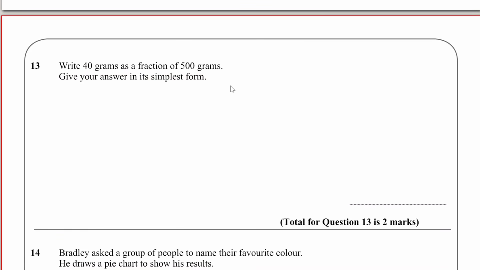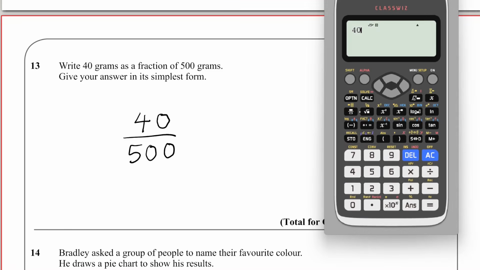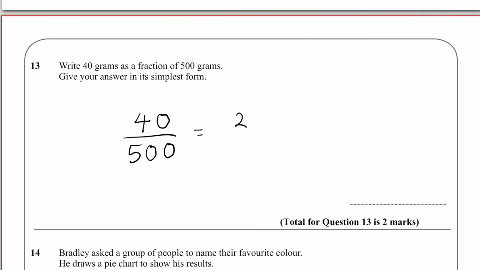Question 13. Write 40 grams as a fraction of 500 grams. Give your answer in its simplest form. So 40 as a fraction of 500, and the calculator will do the work for us. So 40 over 500 is 2 over 25.